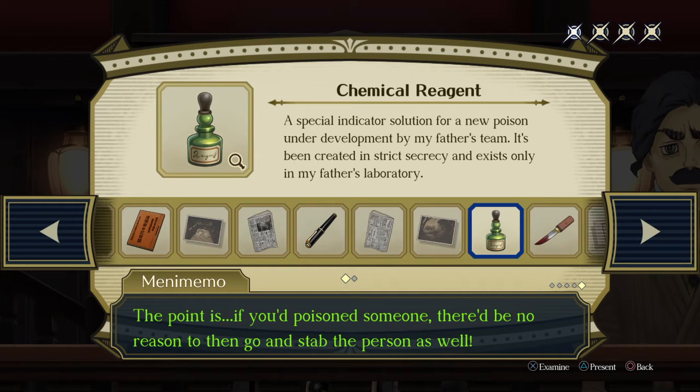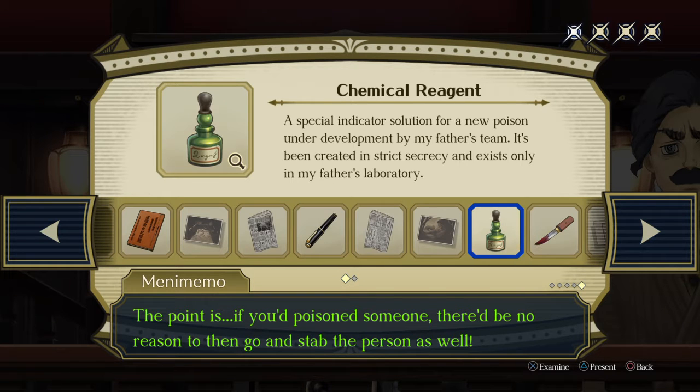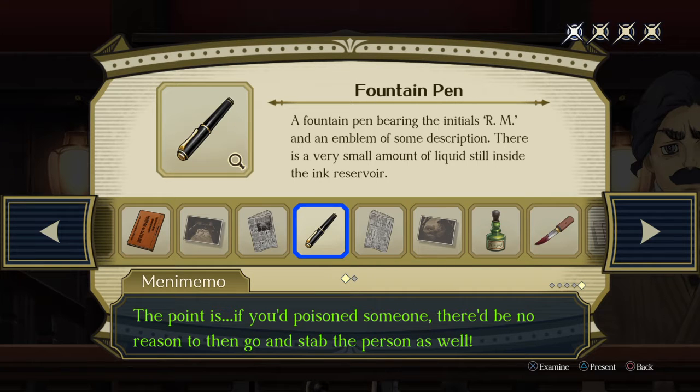Why would he do that? And then there's a reagent, which, as far as I know, he wouldn't know about because, like I said, it's been created in strict secrecy and exists only in our father's laboratory. So, presumably, he wouldn't know about that, but he would know about how the poison works. Again, I'm just kind of going over what I should do, you know?